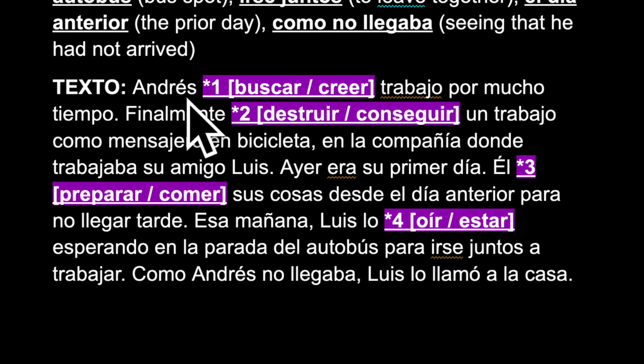For example, number 1, Andrés buscar or creer trabajo por mucho tiempo. So had he been looking for or believing in work for a long time? I would say he'd been looking for work for a long time. So I would say Andrés había buscado trabajo por mucho tiempo.